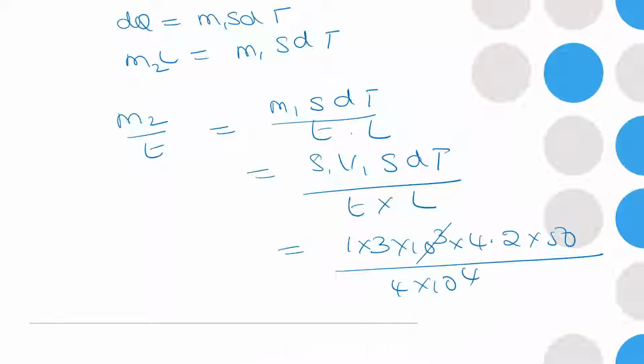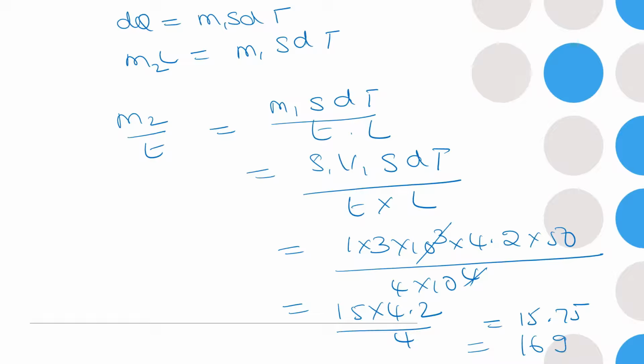10 cubed here gets cancelled, and here 3 fives are 15, 15 into 4.2 by 4. So that is equal to 15.75. Approximately this is equal to 16 grams per minute. Okay, 15.75, approximately we are writing 16 grams per minute. Okay, next we will go to the next question.